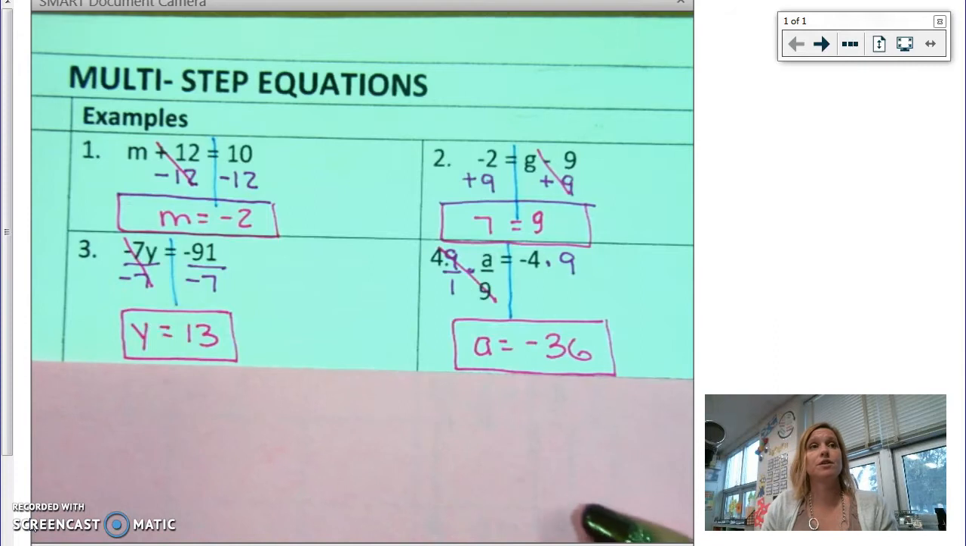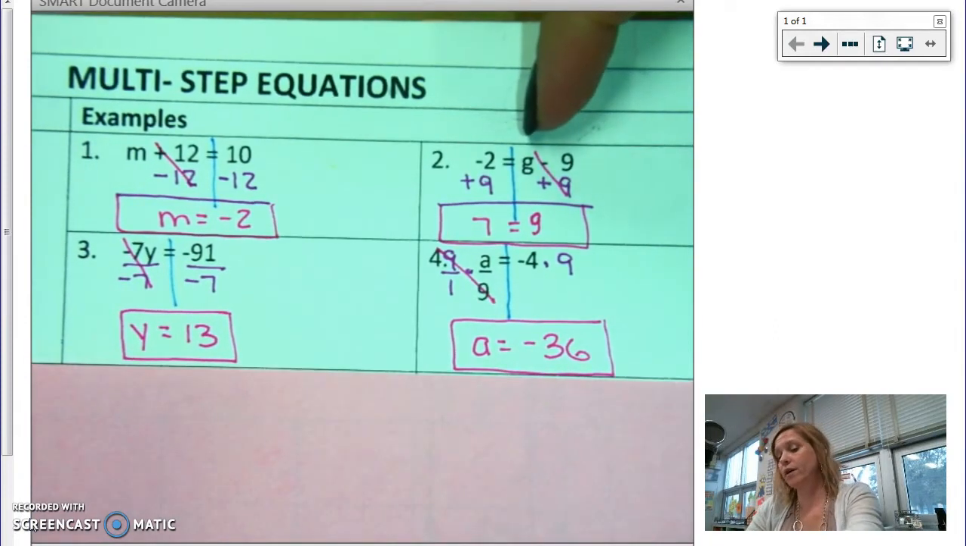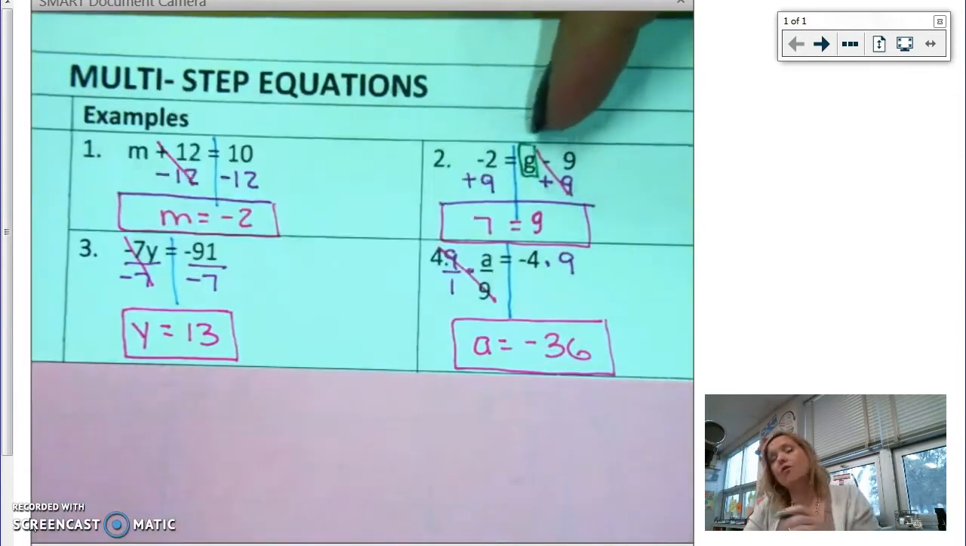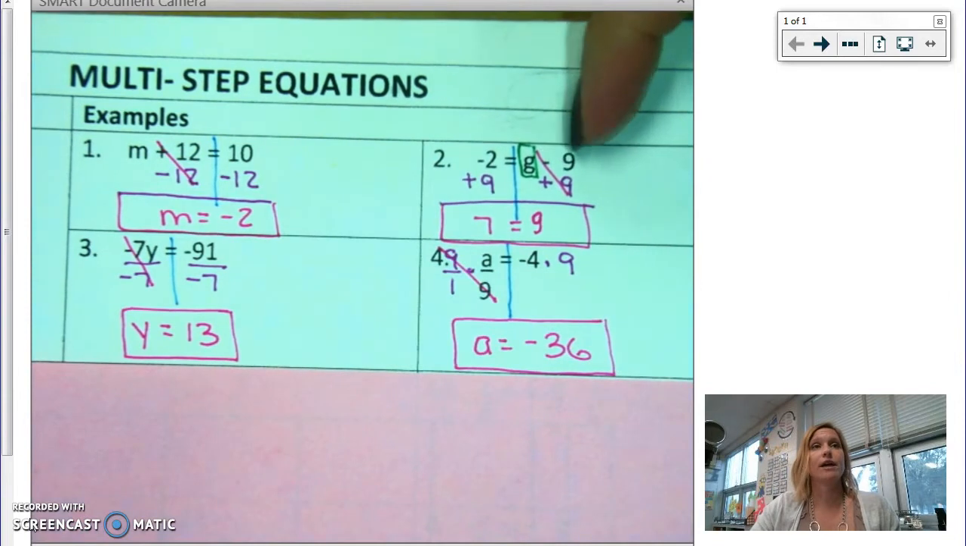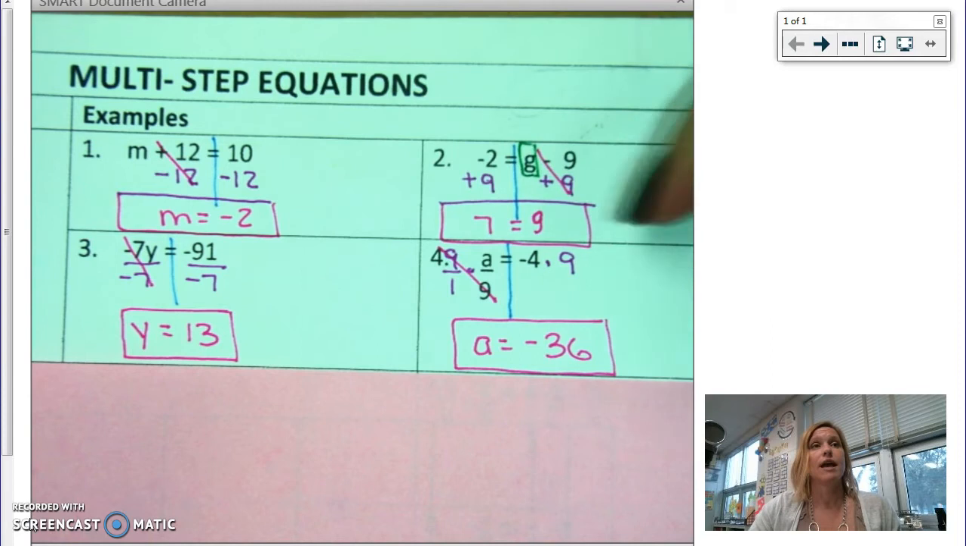All right, here are the answers for the one-step equations. In this problem, g is our isolated variable. Should have the box around it. We want to get g by itself. This is a -9 or subtract 9, so we need to add 9 to both sides of the equation to keep it balanced, and our answer is 7 equals g.